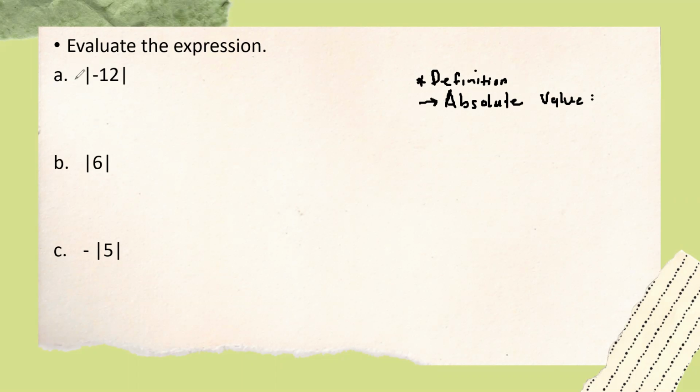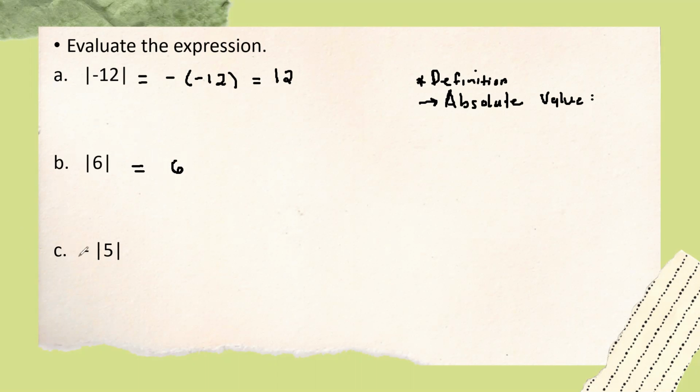For A, if we take the absolute value of -12, we're going to take the opposite of -12, so we're going to multiply that by a -1. This will give us +12. And for B, we have the absolute value of +6. So this will give us +6.